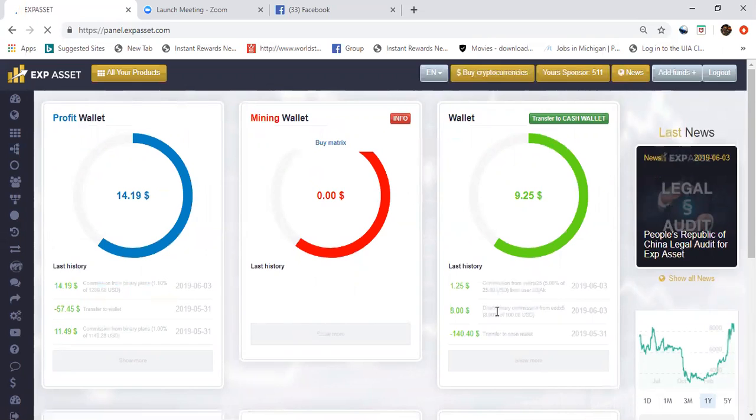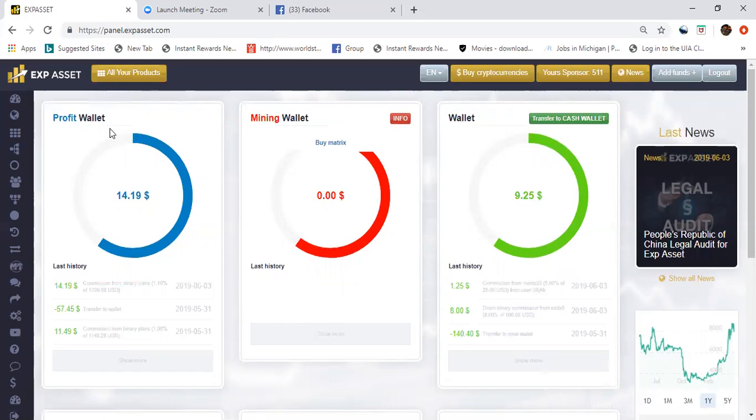And then I got paid that $8 right there. That's from bringing you in. So that put me up. And then I caught some spillover. That's what I was telling you about. You catch spillover from the matrix. That's another $1.25. And I should be getting another $10 because I bought you in also. So that's going to bump me up to $19.25.